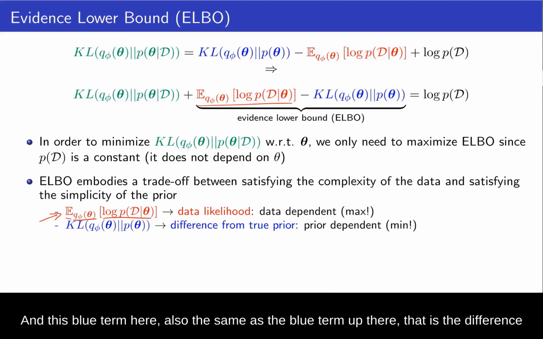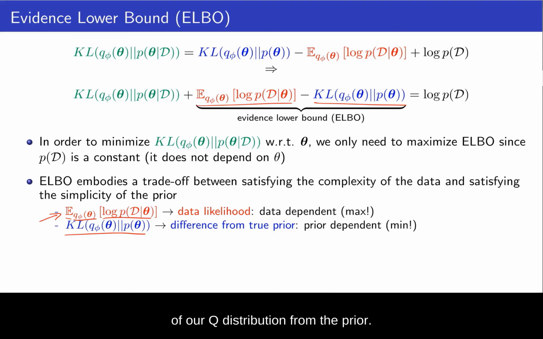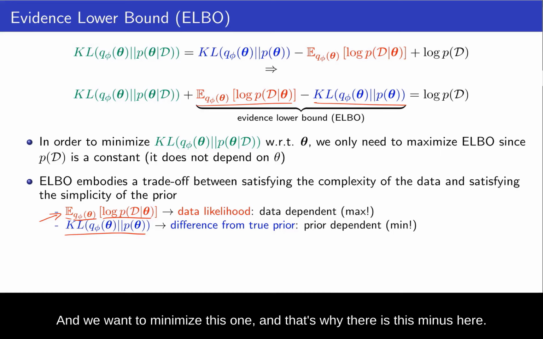And this blue term here, also the same as the blue term up there, is the difference of our Q distribution from the prior. And we want to minimize this one. And that's why there is this minus here.